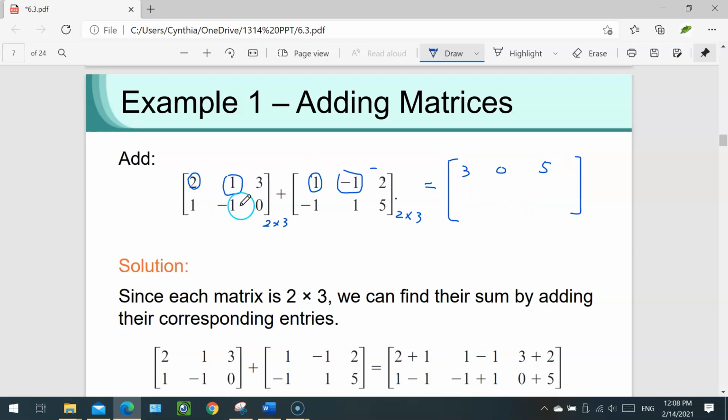Now we move on to row 2. The first entry on row 2 is 1. The first entry on row 2 of the second matrix is negative 1. So 1 plus negative 1 equals 0. Negative 1 plus 1 equals 0. 0 plus 5 is 5. The dimension of your result when you combine two matrices will stay the same. The size will remain the same. So you still get a 2 by 3 matrix at the end.